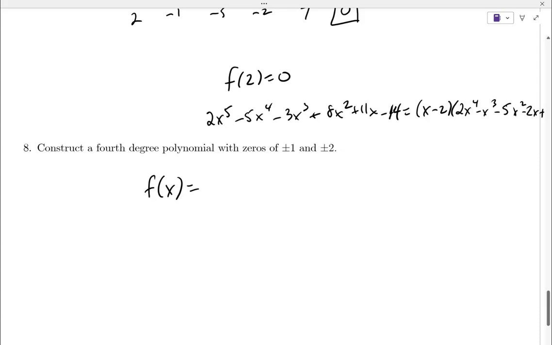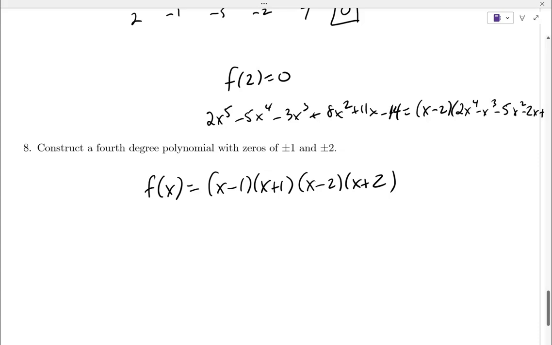So now do you think we can figure out what the factors have to be using those 4 zeros? Tell me what they are. You just told me 2 of them. X minus 1 and x plus 1. What are the other 2? Good. X minus 2 and x plus 2. Good.